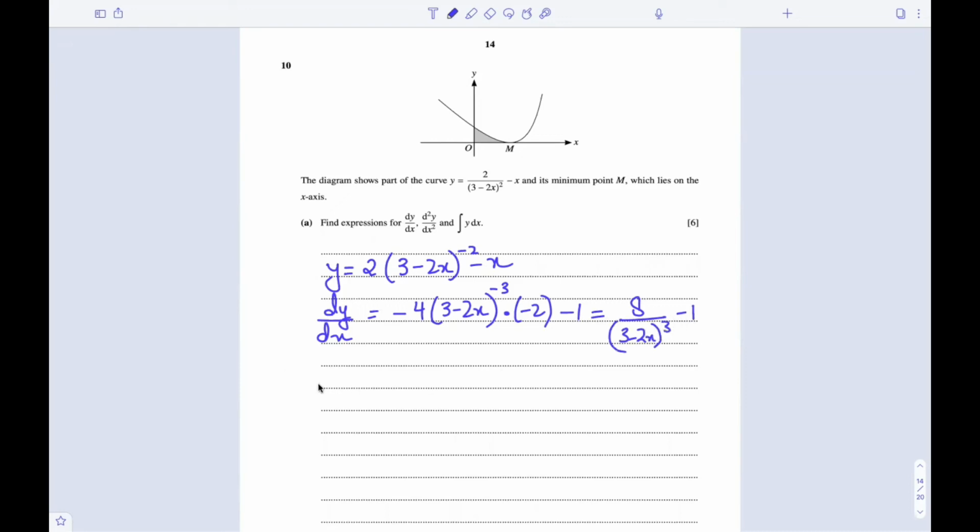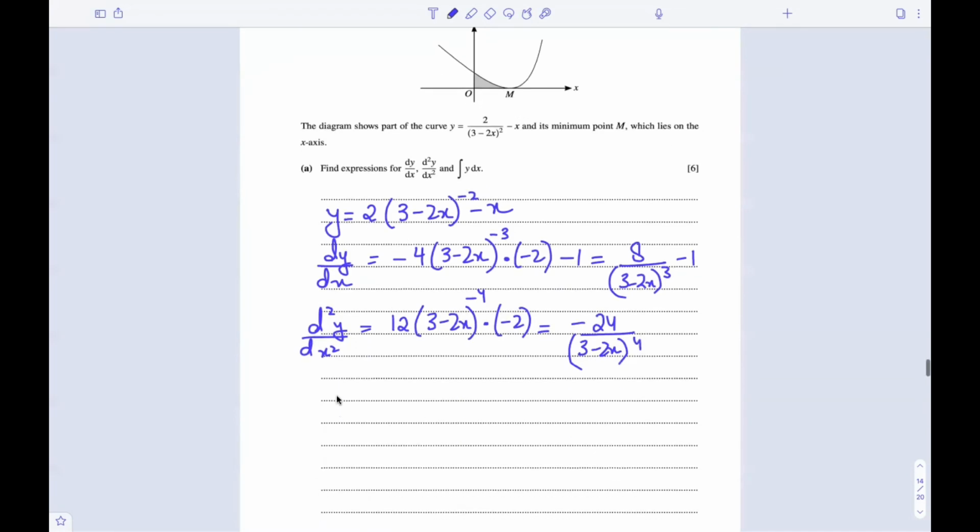minus 1. For the double derivative, we differentiate the dy/dx that we got over here. So we will multiply the -3 by -4, which will become 12 into (3 minus 2x). The power decreases by 1, so it becomes -4. And we again multiply by the derivative of 3 minus 2x, which is -2. And the derivative of -1 is 0. So the answer would become -24 over (3 minus 2x) to the power 4.